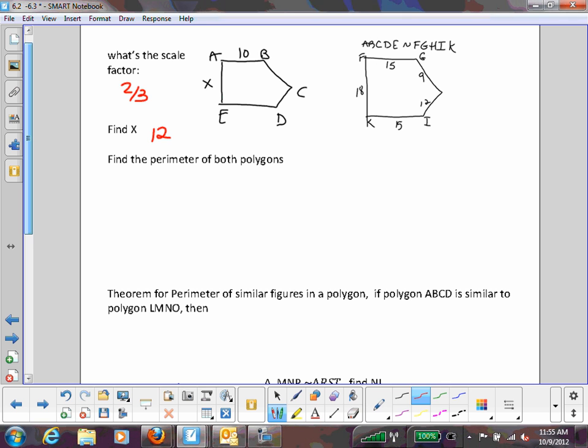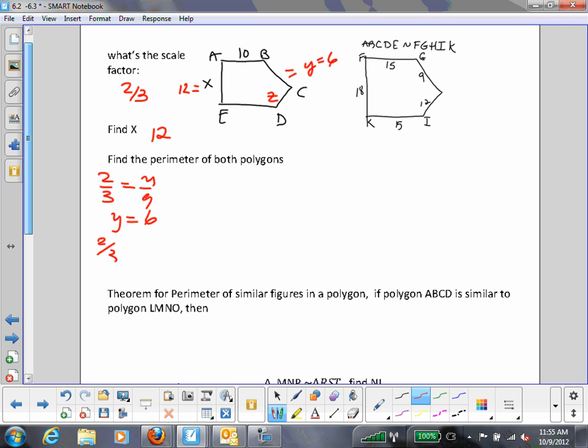Okay. Find the perimeter of both figures, which means we got to figure out the missing lengths, yes? Okay, so this is 12. Anybody know what BC is? You would say 2 over 3 is equal to y over 9. What does that make y? 6. And if we let this one be z, I would say 2 over 3 is equal to z over 12. And what do we get z to be?